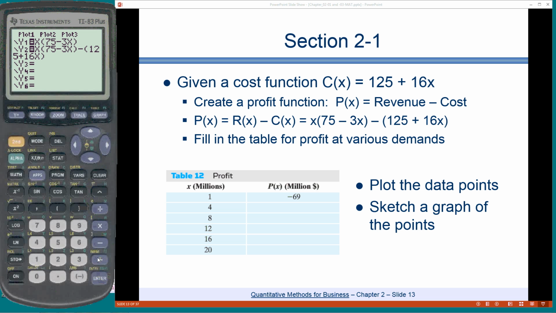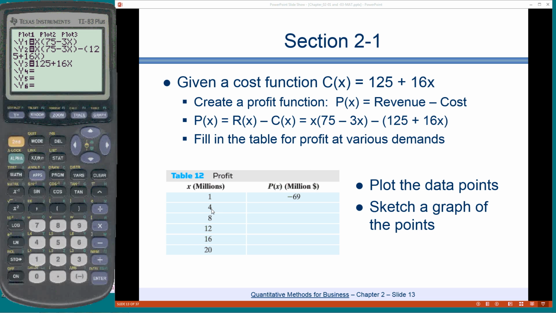And there's my profit equation. Okay, so y1 is my revenue, y2 is my profit. And I'm just going to go ahead and put my cost in y3, 125 plus 16x, so that when I do my graph, I'll see all three of those. Now, how would I actually calculate and fill in this table for profit?